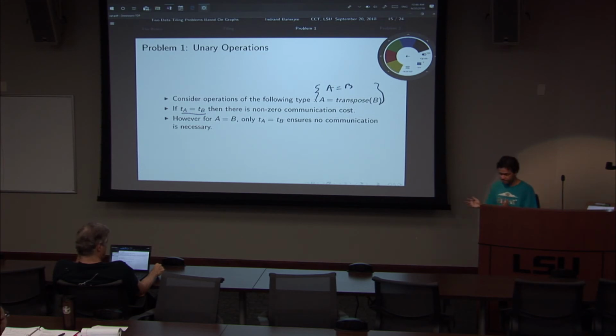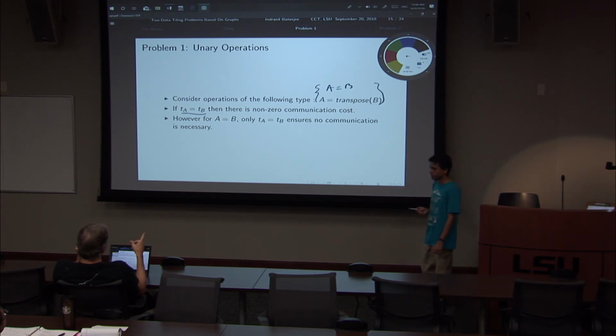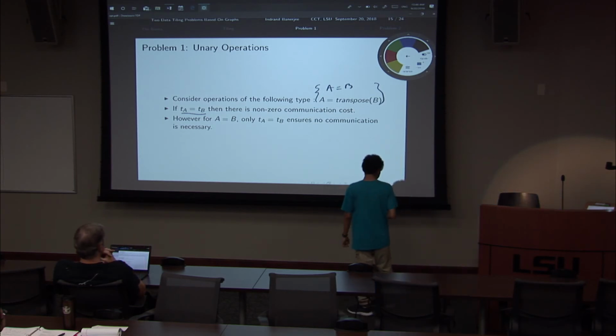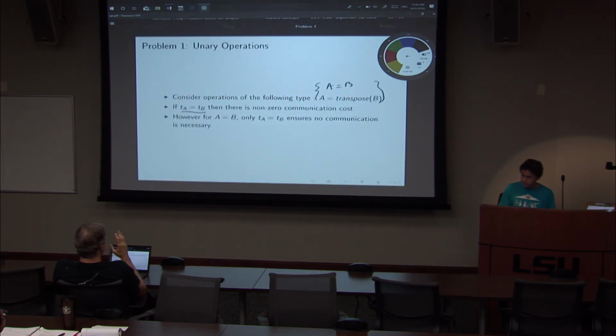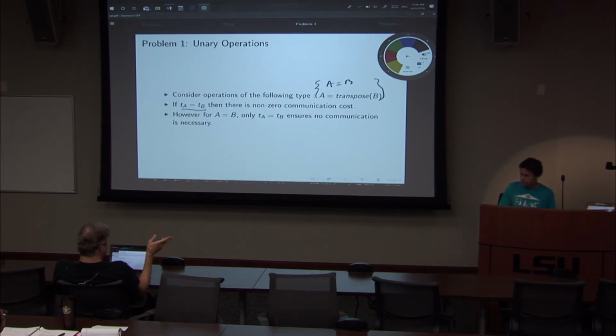Sure. Not clear? But the next line, you say the opposite thing. However, for A equal to B only. Second bullet is for transpose. The third one is distinct for assignment. Yes. Okay, I see. It said consider operations of the type on the top. Oh, you put it in. Yeah, I wrote it, it was missing. Yeah, sorry. Okay, I see.